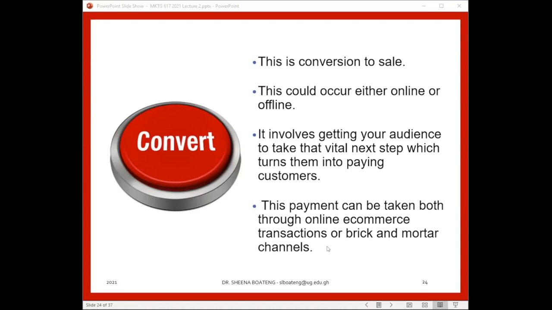One easy way that they have been getting a lot of online customers to convert these days is by using the payment options. Can someone explain how they are using this to push leads to convert to actual buying customers? How are they using the payment options? Alimatu, you can go ahead.